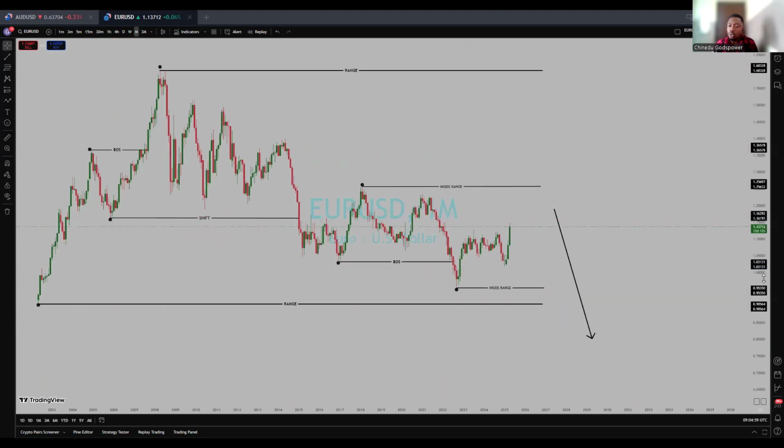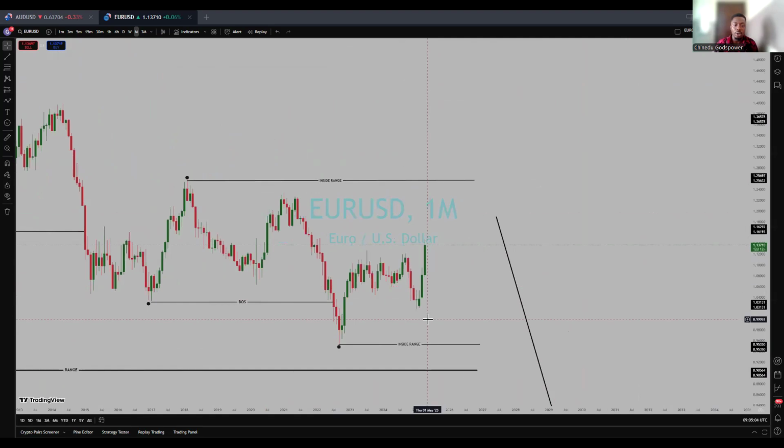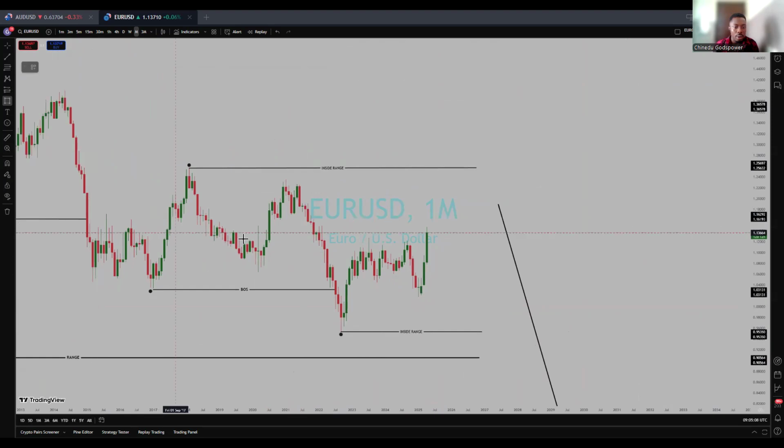Now we're going to spot out zones like the order blocks. I can spot a very good, juicy, valid order block that has taken out liquidity. Now I'm going to mark out that order block right here.